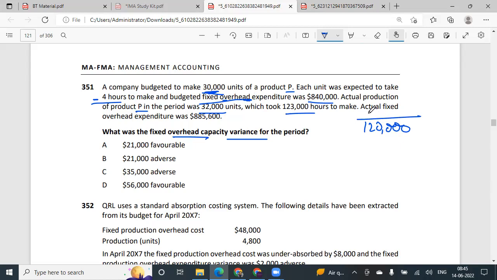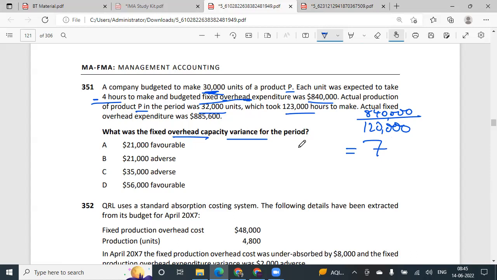तो अगर मैं इसको डिवाइड कर लूं 8,40,000 by 1,20,000 which is number of hours, I will get my budgeted fixed overhead absorption rate to be how much? 7. How much? 7. Yeah, I also got 7.